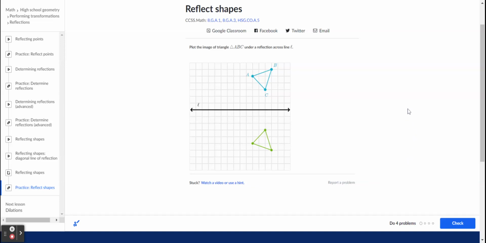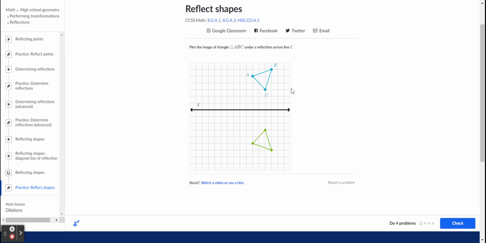Hi, everybody. So today we're going to be talking about reflections. Reflections are a type of transformation where our preimage, or the starting, is flipped over a line of reflection to form the image, or the after. So in this case, we can see that our preimage triangle ABC has been reflected, or flipped, over to form this green triangle A prime, B prime, C prime, by just reflecting over this line L here.